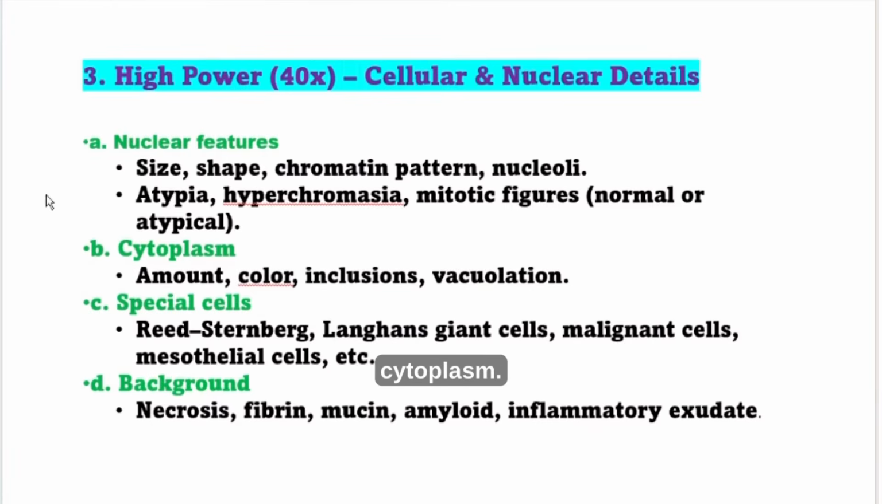Next step is to identify the cytoplasm: what is the amount, color, inclusions or vacuolization? Some special cells, if present, give a clue, like Reed-Sternberg cells for Hodgkin's lymphoma, Langhans giant cells in tuberculosis, malignant cells or mesothelial cells. Background is important. You must write down whether it is necrotic, fibrinous, mucinous, or shows amyloid and inflammatory exudate.